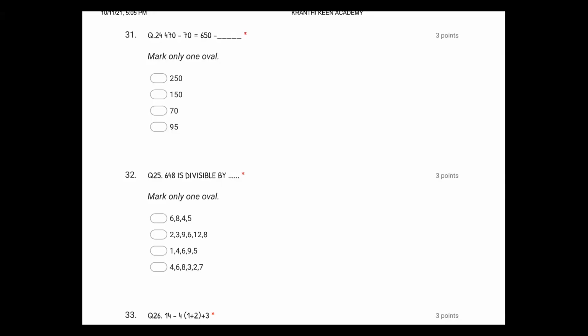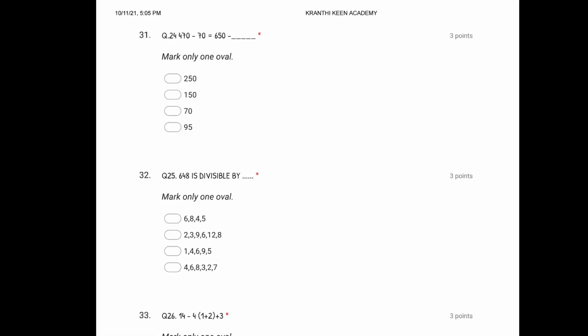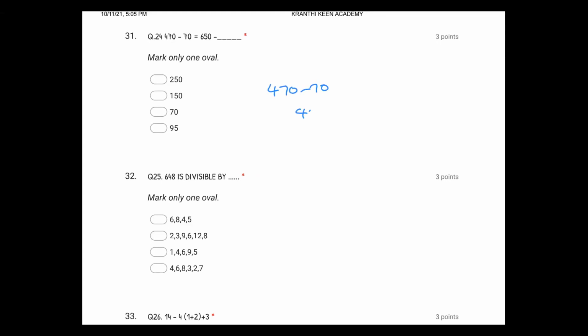Then next question, 24th question. 470 minus 70 equals 650 minus dash. 470 minus 70, what is the value? 400. Equals 650 minus dash. What will come? It is equal to 250.